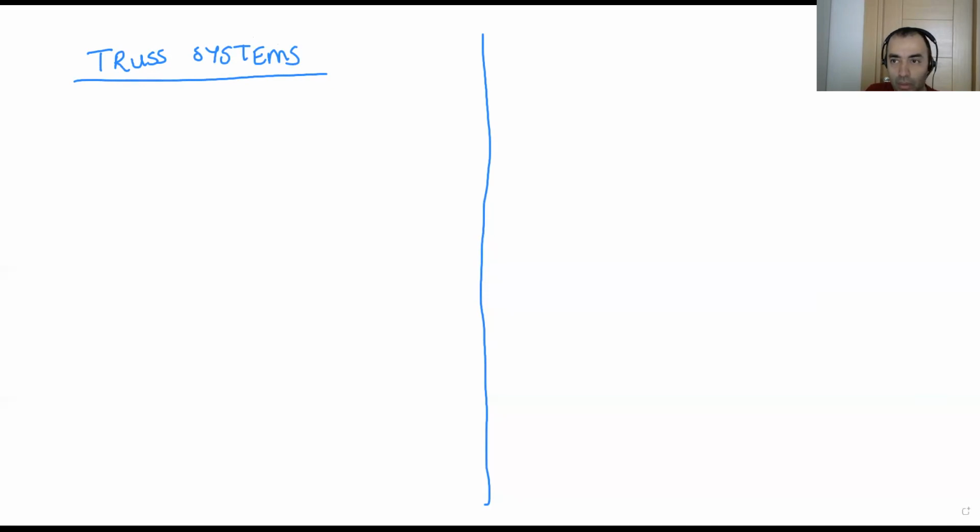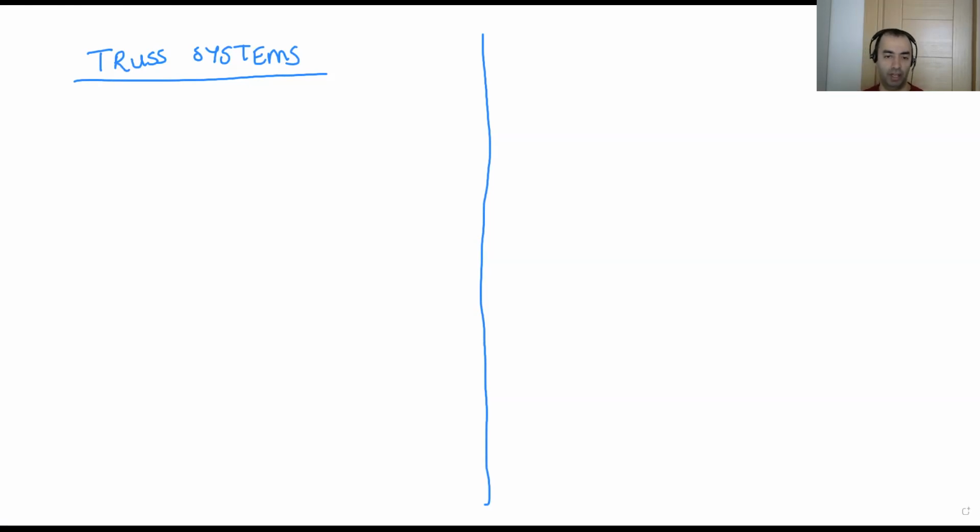Take this out. Just a second. Okay, let's open this page. Here there is a sketch regarding a truss system. Let me see that sketch. I'm going to explain it. Yes, this is a truss system, as you can see.